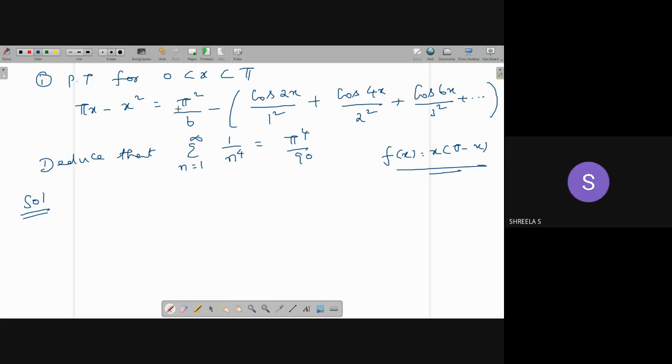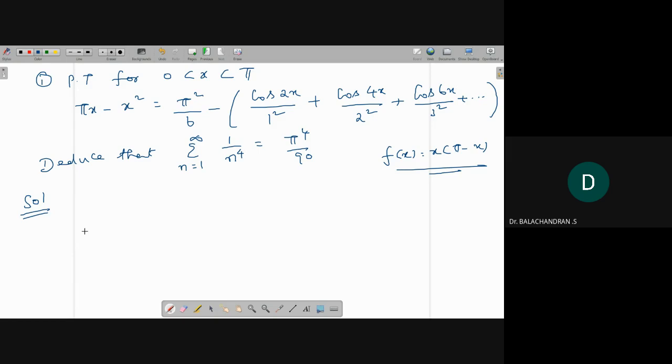Sir, we can use the Fourier cosine series. Correct, the half range cosine series. The reason is the interval is 0 to pi, and here we have only the cosine terms. It is not mentioned here, but from the interval and from the answer, you should understand that you should use the half range cosine series. But we already solved this problem.